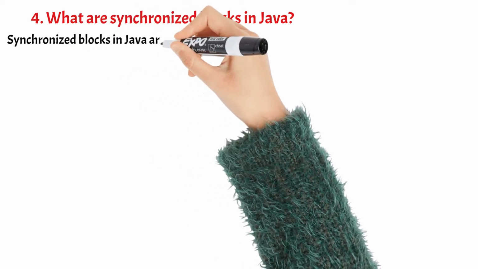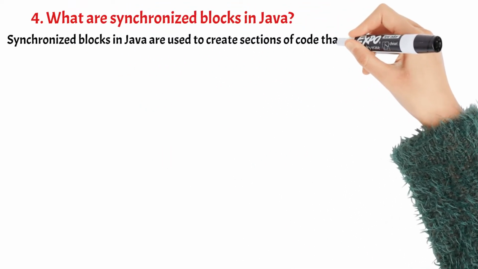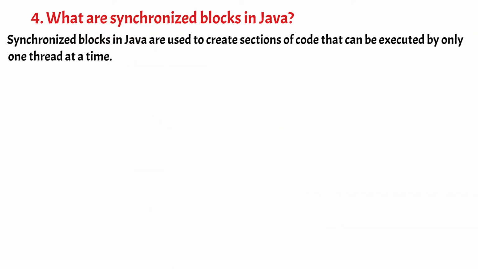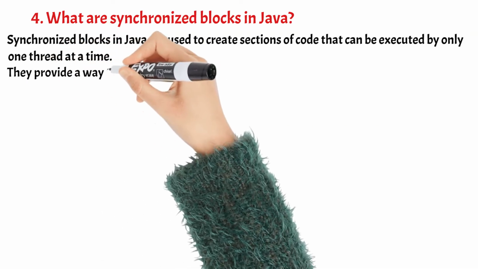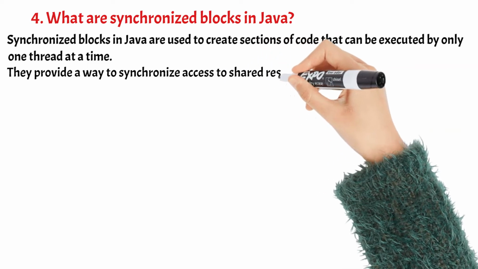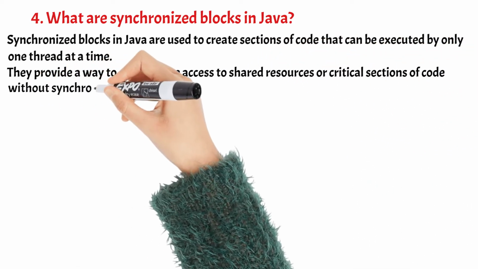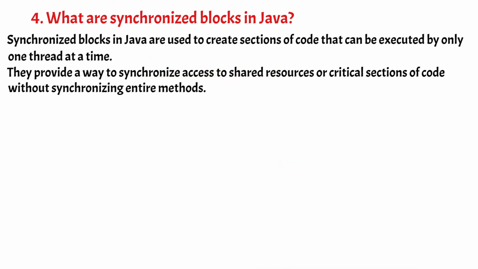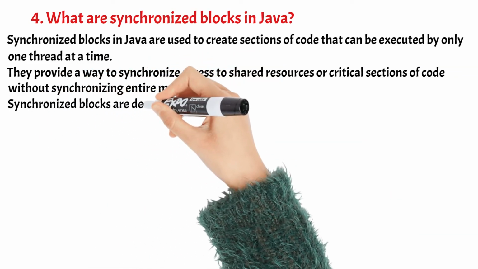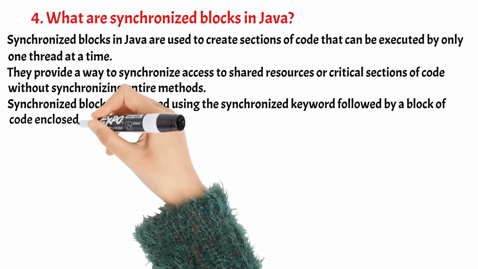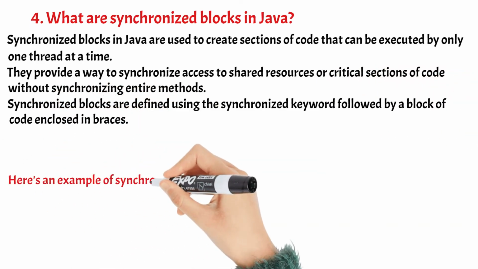4. What are synchronized blocks in Java? Synchronized blocks in Java are used to create sections of code that can be executed by only one thread at a time. They provide a way to synchronize access to shared resources or critical sections of code without synchronizing entire methods. Synchronized blocks are defined using the synchronized keyword followed by a block of code enclosed in braces.